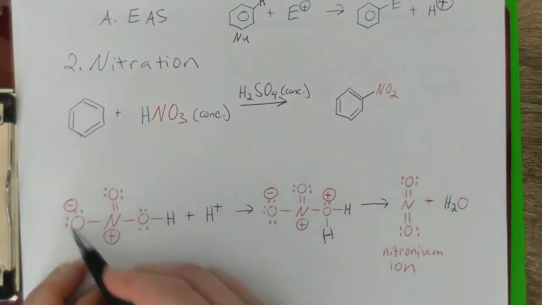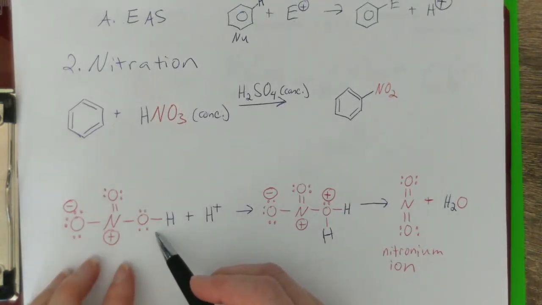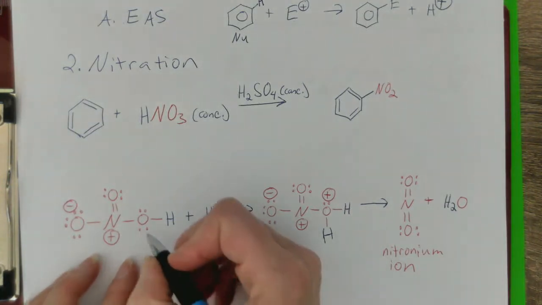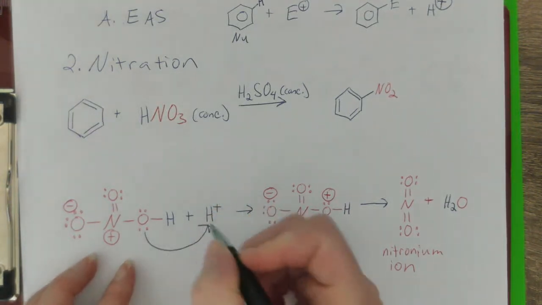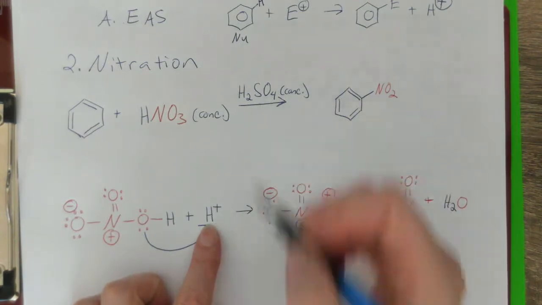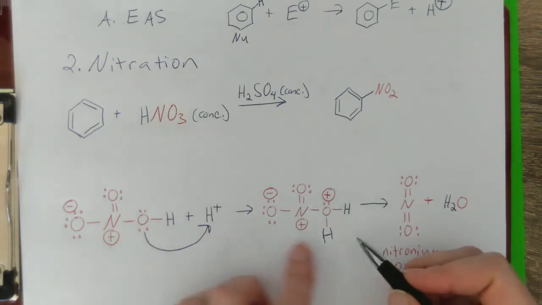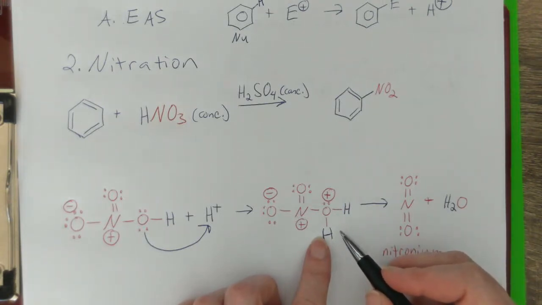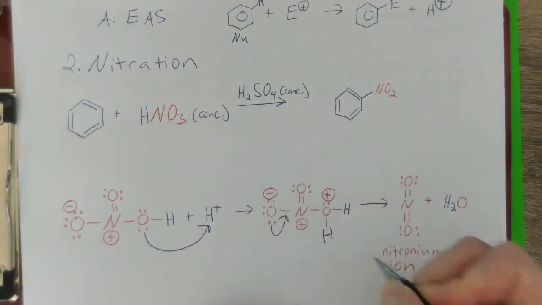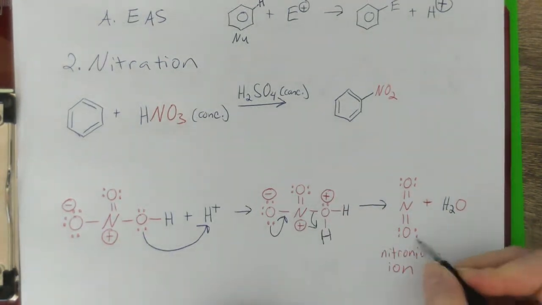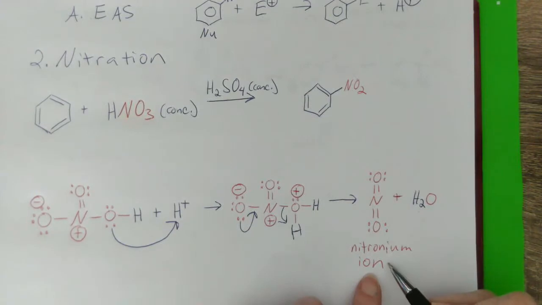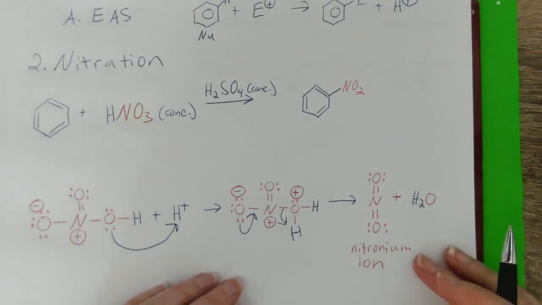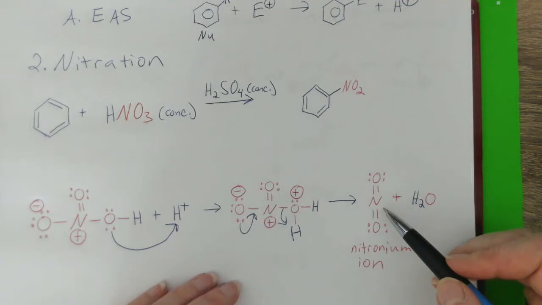So here we have our dot structure, or a Lewis dot structure for nitric acid, and it's going to accept a proton from the sulfuric acid. And when it makes this species here, it can very, very quickly lose water. Okay, so we're going to lose water, and we're going to form this nitronium ion. And this is a great electrophile. Okay, so this is what's serving as the electrophile in this reaction.